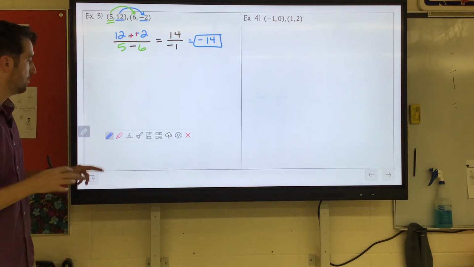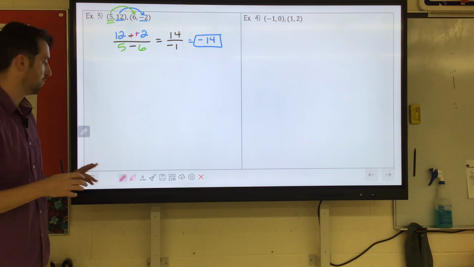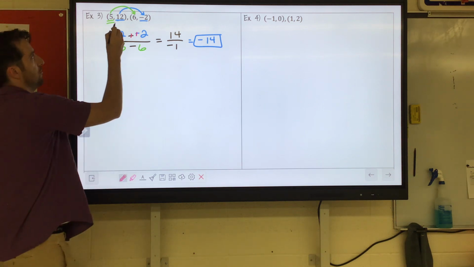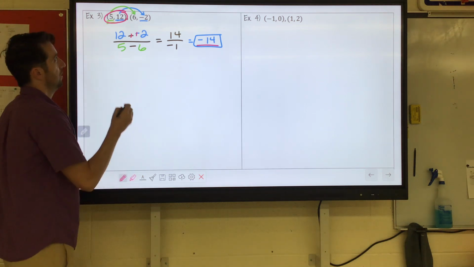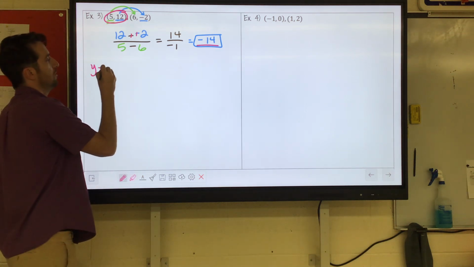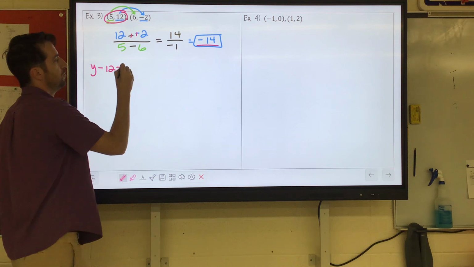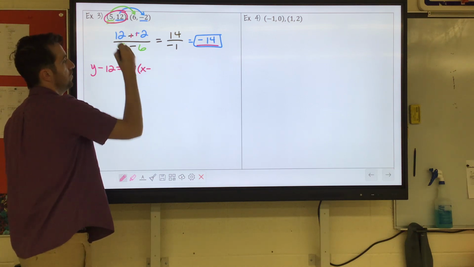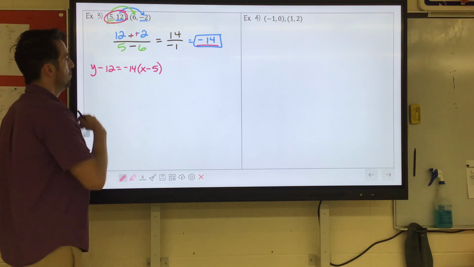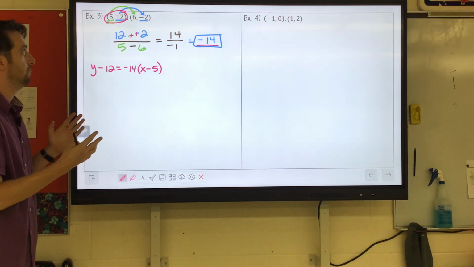We can use either coordinate, and again, I'll show you it with both coordinates. Let's say we're using our first coordinate, 5, 12, and the slope is -14. So y minus our y coordinate, 12, equals our slope, -14, times x minus our x coordinate, 5. There it is in point slope form.